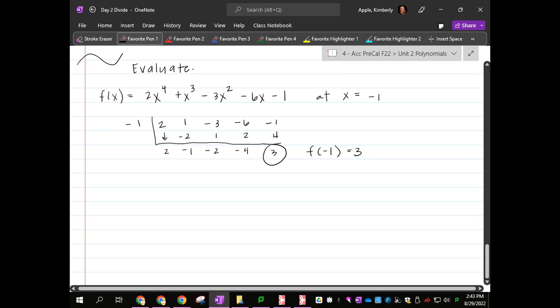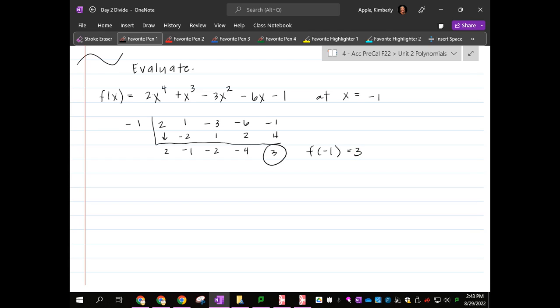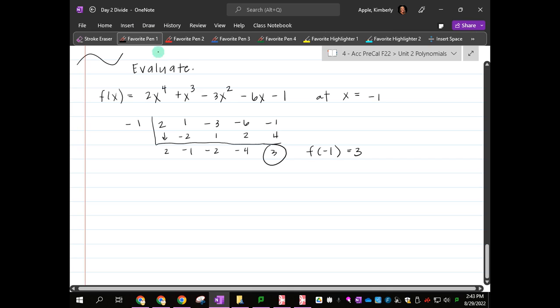What'd you get? 3. Did you plug it in? I did it faster than you did. Wait, what? I'm still confused about where you get the numbers, like for synthetic division. I did this last year. Okay. This is the coefficients. Oh, 2, 1, -3, -6, -7.